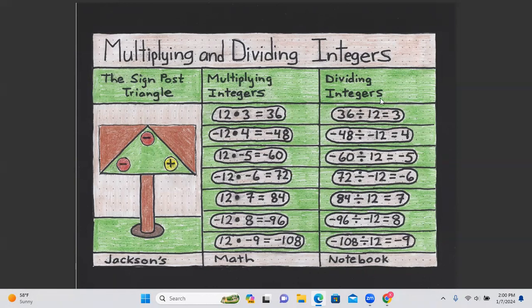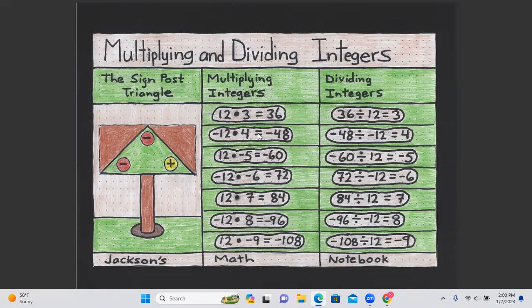And these rules apply for dividing integers as well. They do not change. We can always go to the signpost triangle to help us solve these problems. And so we have a positive 36 divided by a positive 12, which will give us 3. We know that a positive divided by a positive will give us a positive. But how about this? A negative 48 divided by a negative 12.